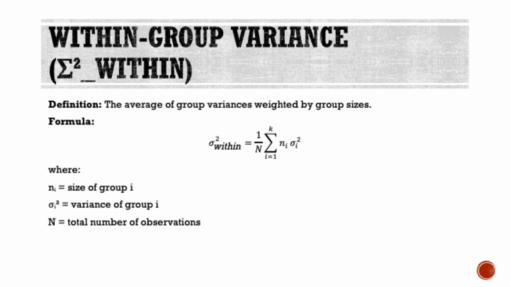Within group variance, denoted sigma squared within, measures the average variability within each group. The formula is the sum of each group size times the group variance, divided by the total number of observations. If within group variance is large, it means that data within each group is spread out and heterogeneous. If it's small, it means that data within each group is tightly clustered and homogeneous.